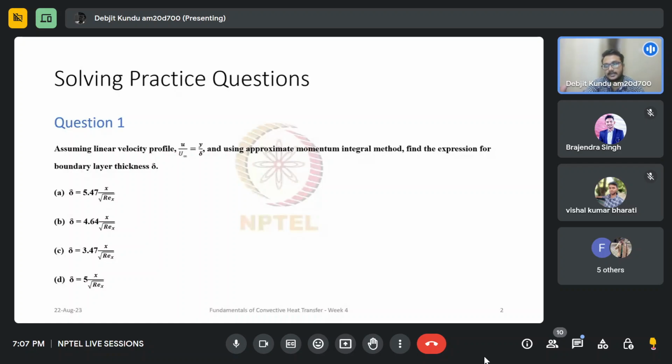Option A says delta equal to 5.47 into x over root Re_x. The form is the same for all of them: delta equal to some constant into x over root Re_x. You have to find out what that constant is. For option A it's 5.47, option B is 4.64, option C is 3.47, and option D is 5. So in this question, you have to apply the approximate momentum integral method for flow over a flat plate and then try to solve for it.